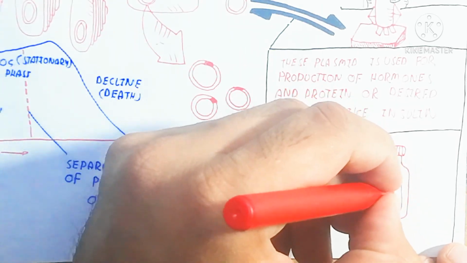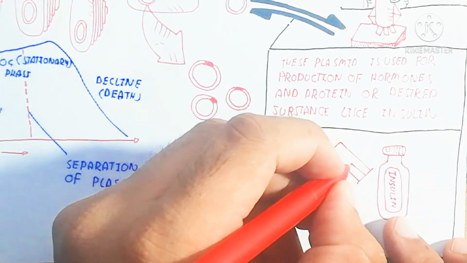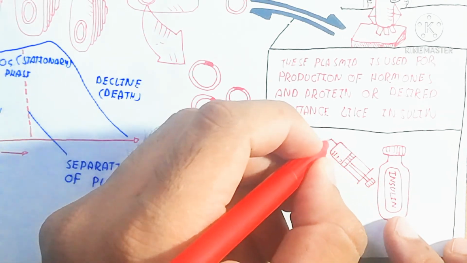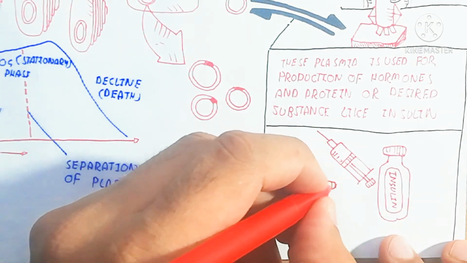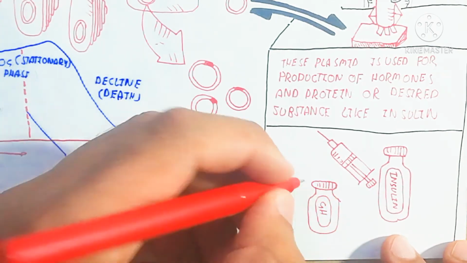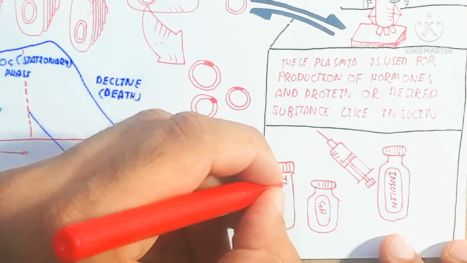You can understand it better with this diagram. If you have any difficulty understanding, you can watch this video again to understand the concept. So that is the recombinant DNA technology video.